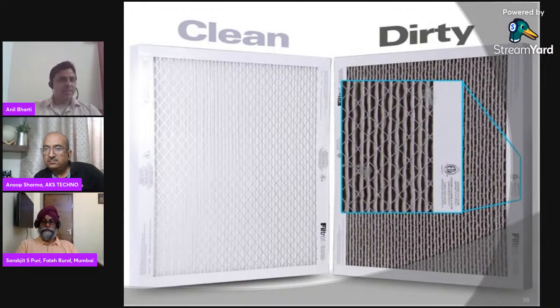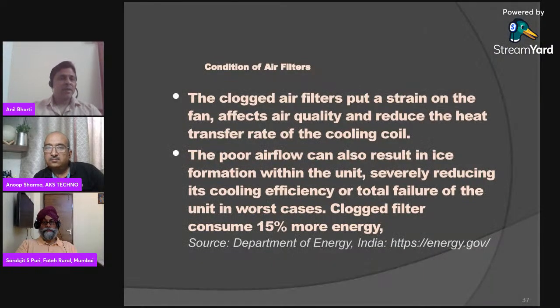This is left side is a clean filter and right side there is a dirty filter. Every AC unit has a filter, whether it is a small or a big one. So how does filter affect the efficiency of AC? Let us see. The clogged air filters put a lot of strain on the fan, on the compressor, air quality, and it also reduces the heat transfer rate of the cooling coil.